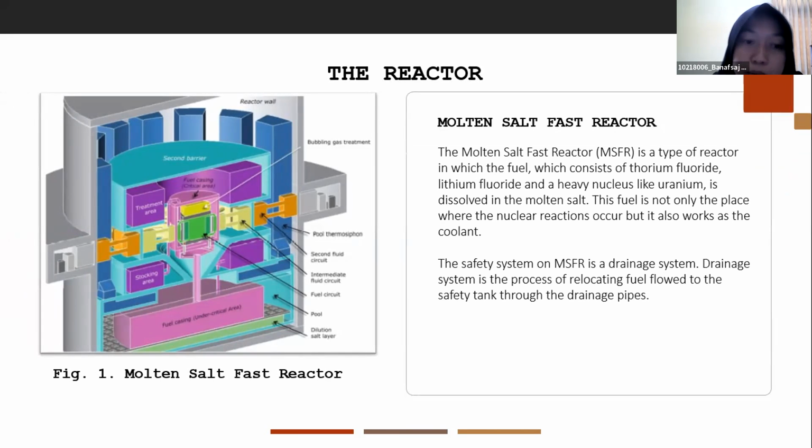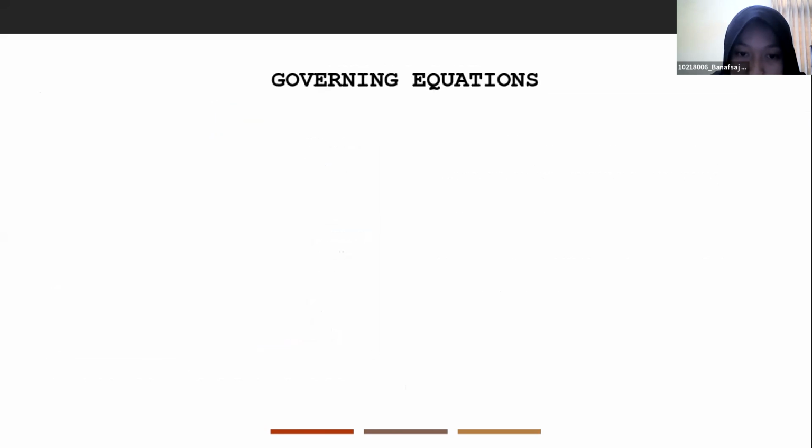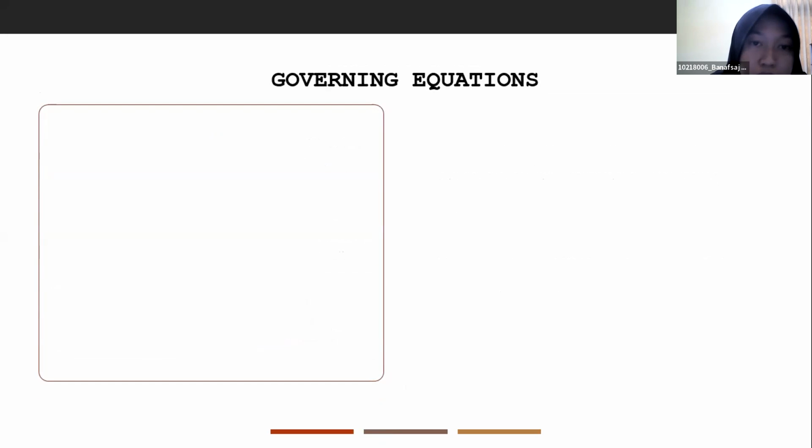The safety system on the MSR is a draining system. The drainage system is the process of relocating fuel flow to the safety tank through the draining pipes. This discussion will be the focus of this research. Okay, next, governing equation.